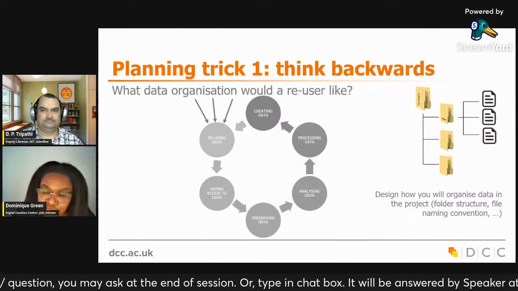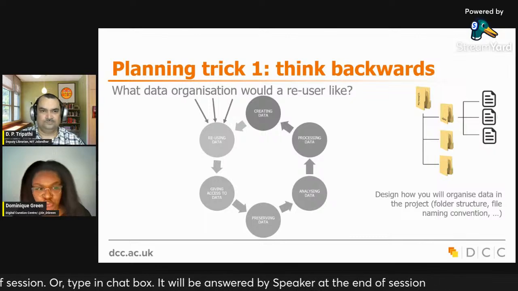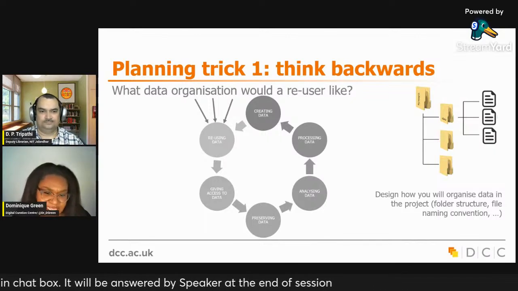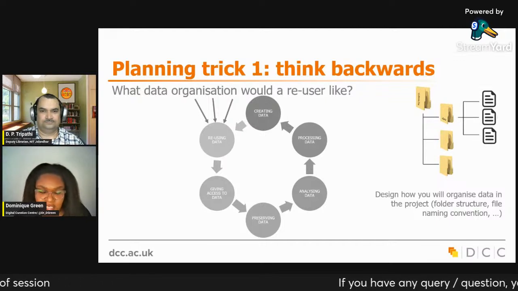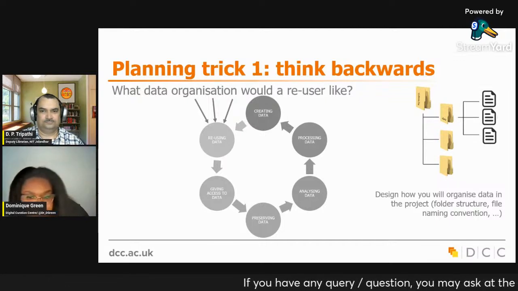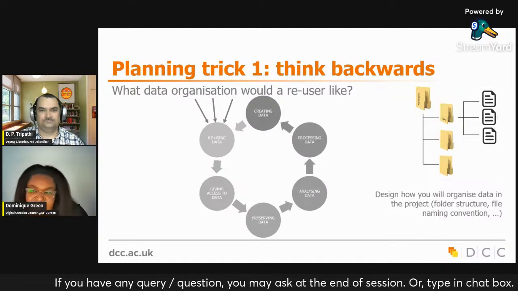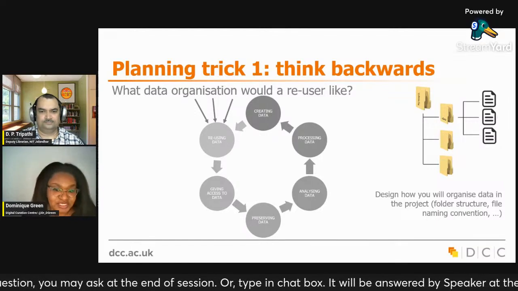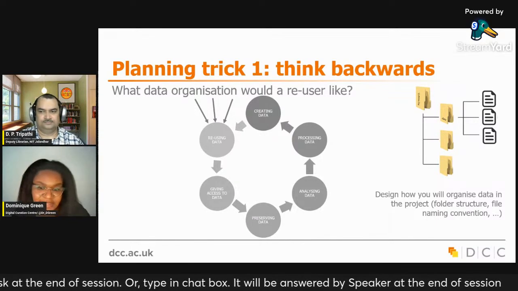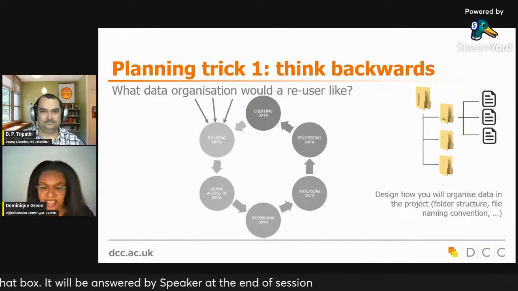So, in the next few slides, I'm going to talk about some planning tricks to constructing a data management plan. And we like to give these planning tricks because these are just three ways that you might think about or go about putting together the data management plans. And these could again be a part of the advice that you give to researchers when they're putting together these DMPs. So I'll just briefly describe these tricks.